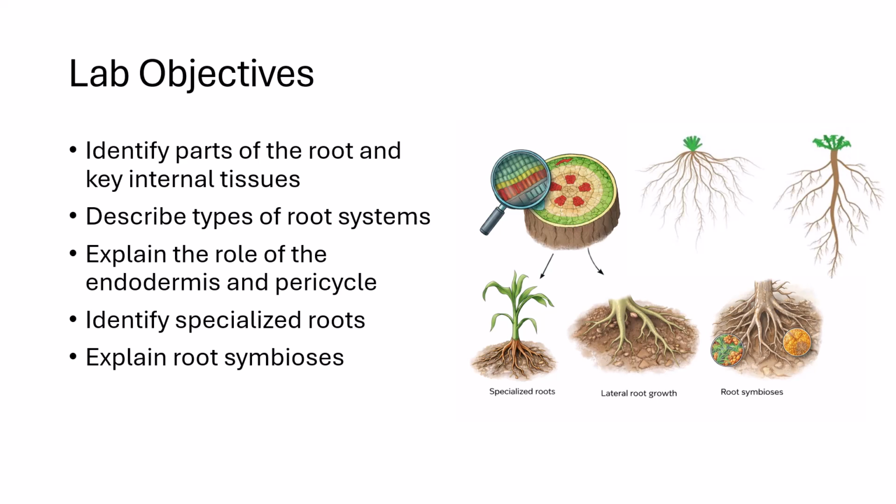Finally, you'll look at examples of specialized roots and explore some really important root symbioses, including nitrogen-fixing nodules and mycorrhizae. Just like in the Leaves Lab, the big theme here is that structure supports function. Every tissue you see is where it is for a reason.